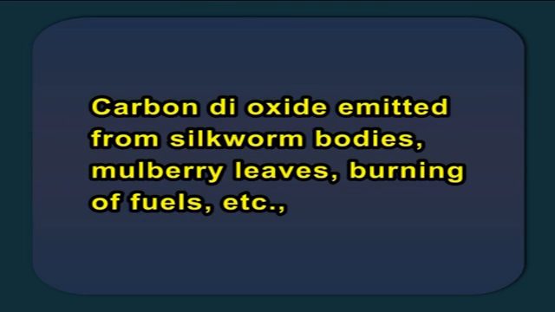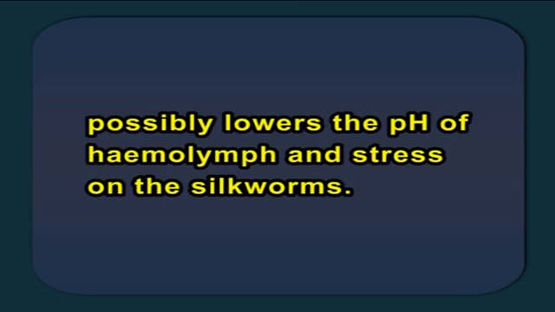Carbon dioxide emitted from silkworm bodies, mulberry leaves, burning of fuels, etc. possibly lowers the pH of hemolymph and stresses the silkworm. Similarly, the air current has a great effect on the physiology of worms, especially when there is high temperature and high humidity. The air current brings fresh air into the room and reduces the body temperature of silkworms. This helps in improving the health of silkworms and cocoon crops. Therefore, it is important to maintain optimum larval density and allow fresh air circulation during the silkworm rearing.